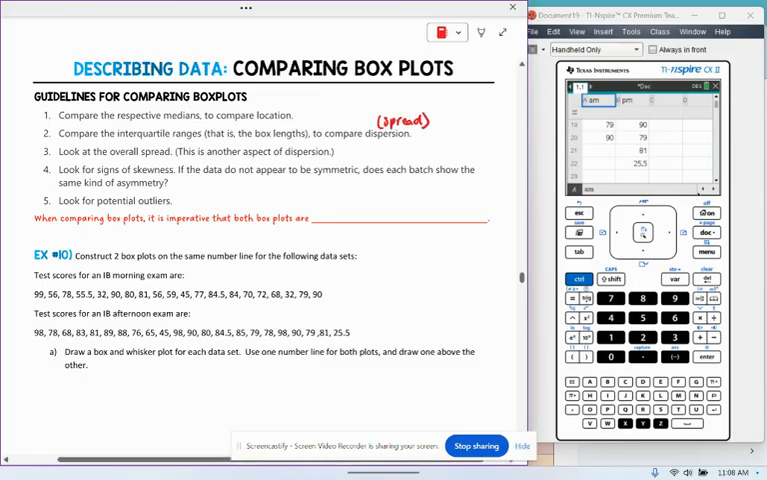This is another aspect of dispersion. Look for signs of skewness. If the data do not appear to be symmetric, does each batch show the same kind of symmetry? And then look for potential outliers.